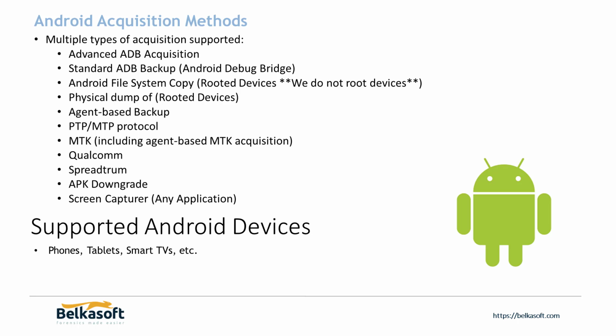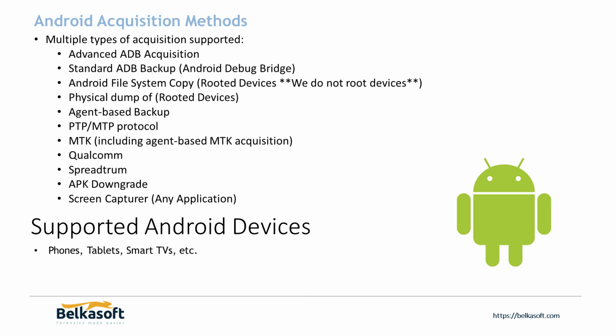All right, we're going to dive straight into the Android acquisition methods. So you can see we have a pretty healthy list of Android acquisition methods. Starting with the very top one, the advanced ADB acquisition. What that is, is a combination of the 3 other acquisition options that utilize ADB. That's going to be your standard ADB backup, your agent-based backup, and your APK downgrade. Again, all 3 of those utilize ADB, and instead of doing an acquisition one at a time, you can actually do all 3 together with the advanced ADB acquisition option.